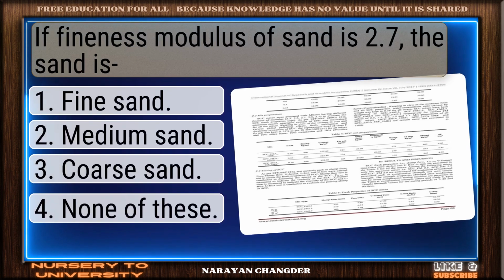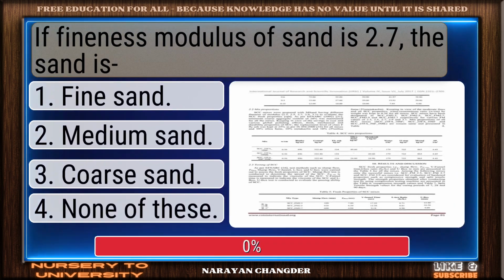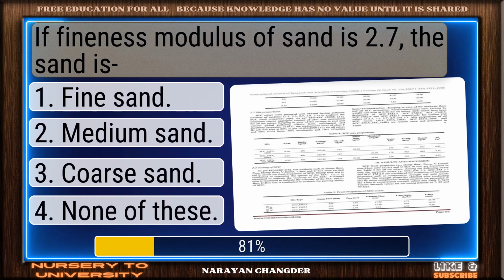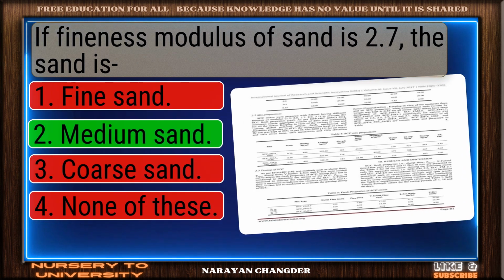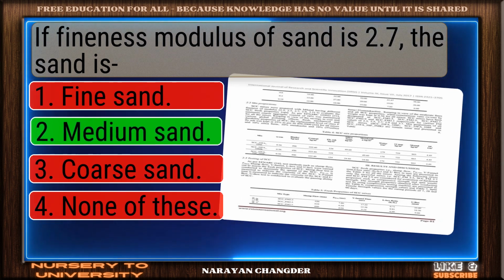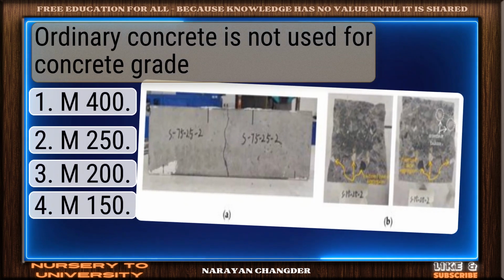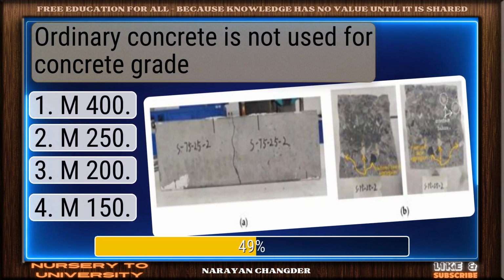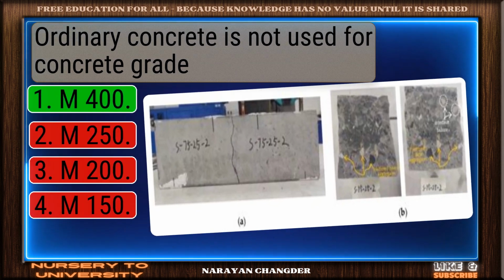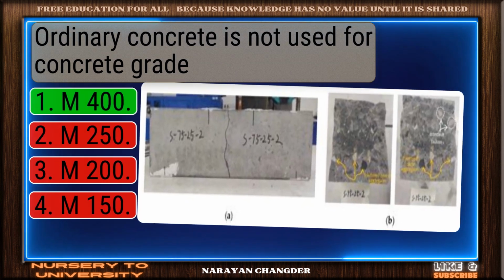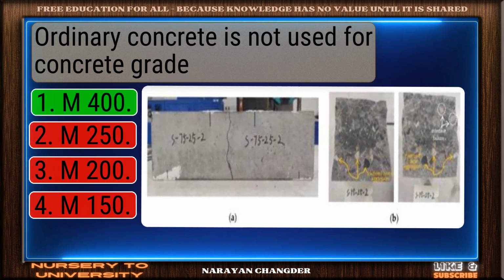If finest modulus of sand is 2.7, the sand is. Perfect. Medium sand is the correct choice. Ordinary concrete is not used for concrete grade. Exactly. M400 makes sense, and it is right choice.